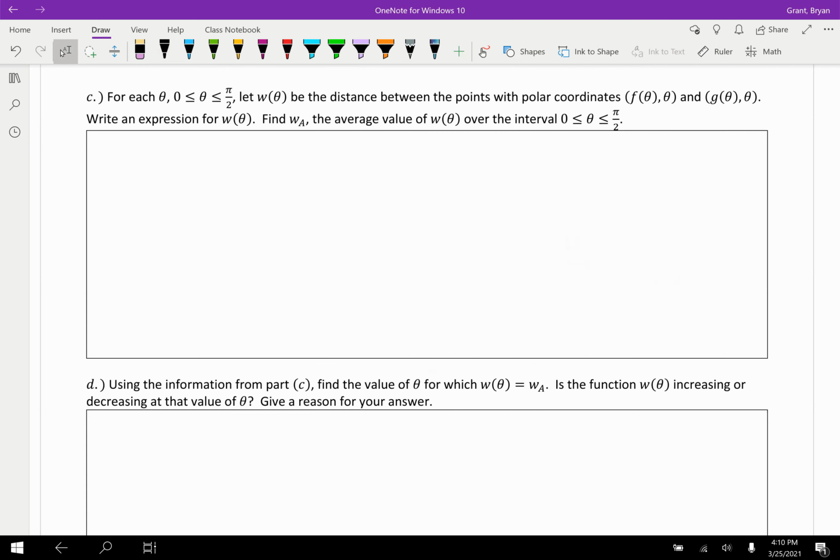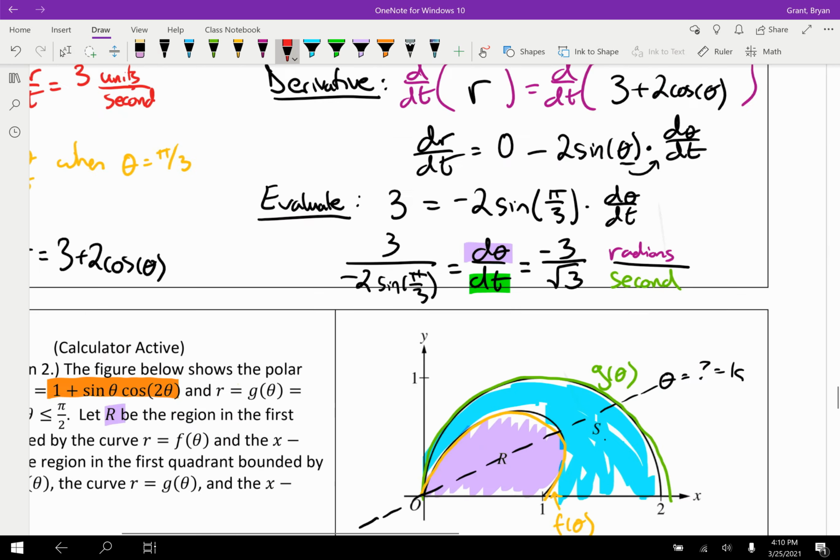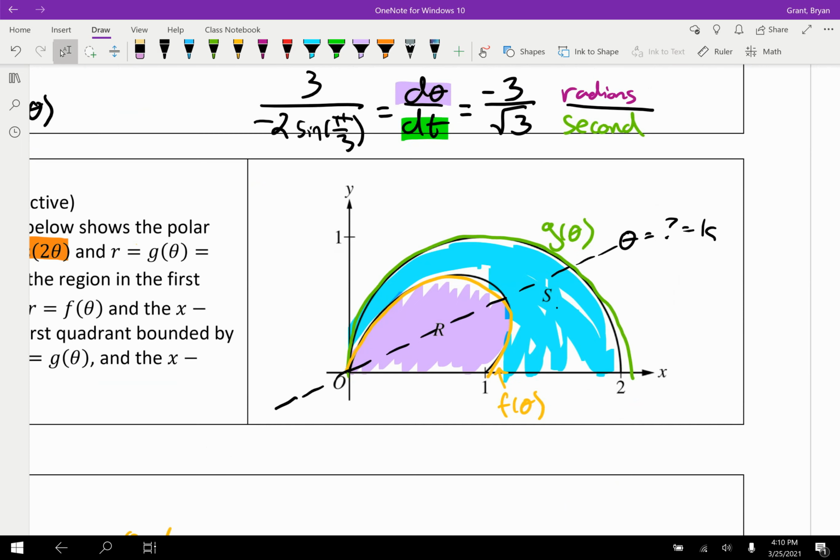Two problems left. For each theta, let w of theta be the distance between the points with the polar coordinates f of theta, g of theta. Oh, we need a visual for this. So w of theta is the distance between these two points. So if we jump back up here, what they're essentially saying is if you have a ray, the distance between these two points is called W of theta.